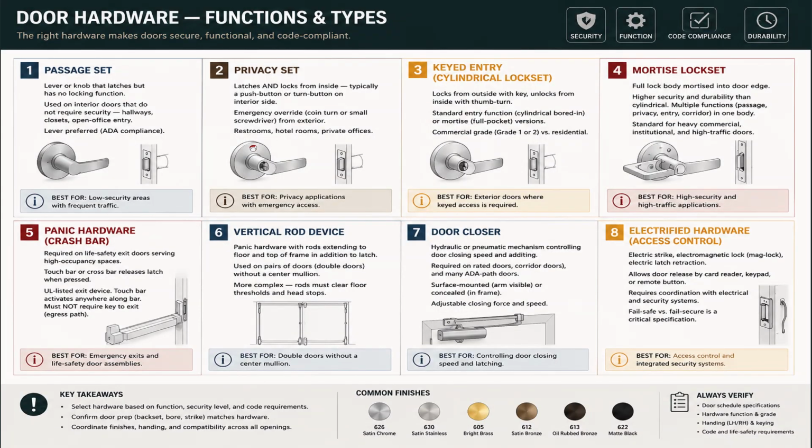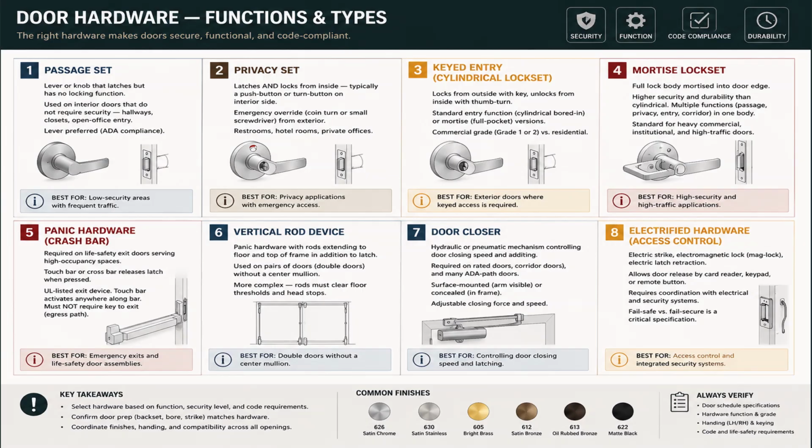Now the hardware itself. 8 types. The right hardware makes a door secure, functional, and code compliant. Let's go through all 8. A passage set is a lever or knob that latches but has no locking function. Used on interior doors that don't require security, hallways, closets, open office entries. Lever is preferred for ADA compliance because a lever can be operated without grasping or twisting. Best for low security areas with frequent traffic.